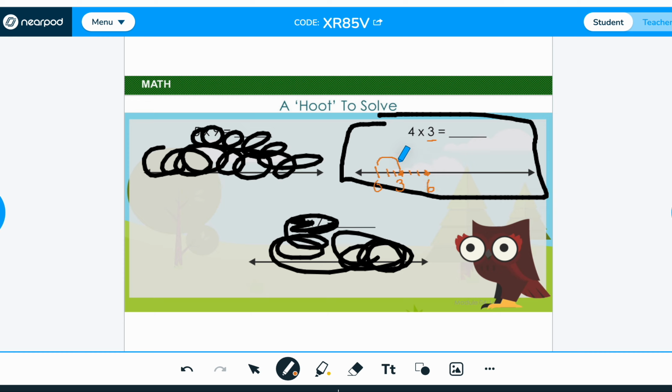Here's another group. So there's my second hop. Let's try another one. 7, 8, 9. So I was at the number 9. That's another hop. I still need one more hop because this is saying I have 4 hops. So I have 1, 2, 3. I need one more. So 10, 11, 12.